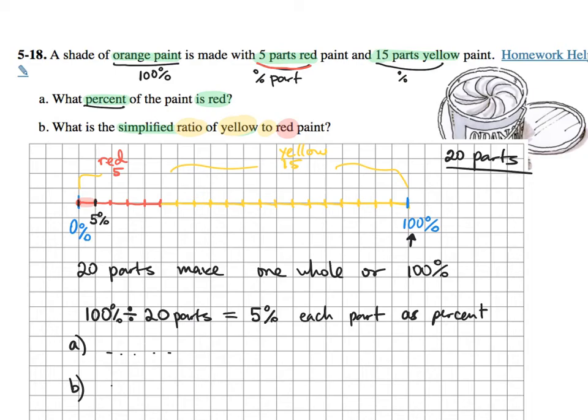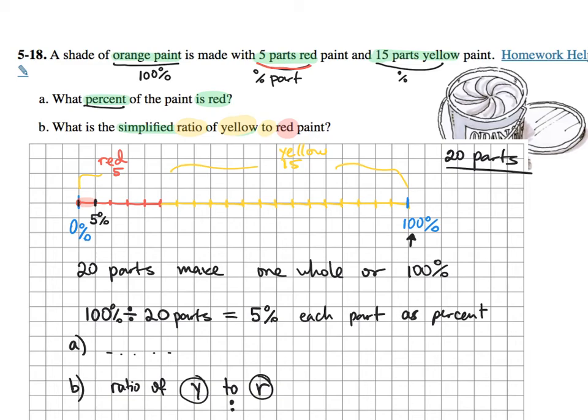Okay, let's take a look at letter B. They want the ratio of yellow to red. I'm using Y and R. We need to write it in that order, and not only that, later you want to simplify it. So instead of the word to, I'm going to use a fraction bar so I can simplify. Remember, you could use a colon, the word to, or a fraction bar.